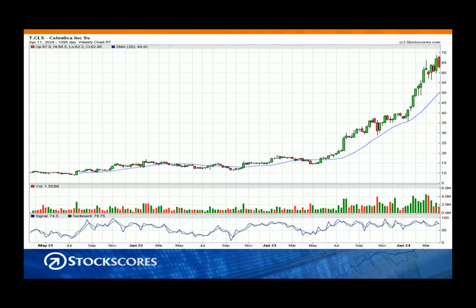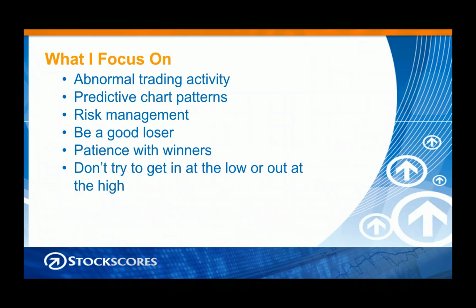So how do I pick good stocks? What do I focus on? Number one thing is abnormal trading activity. I look for stocks that are making price gains that are not normal and that are trading with more volume than normal.